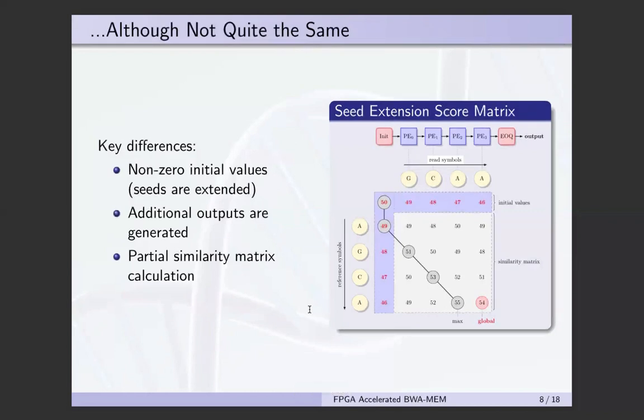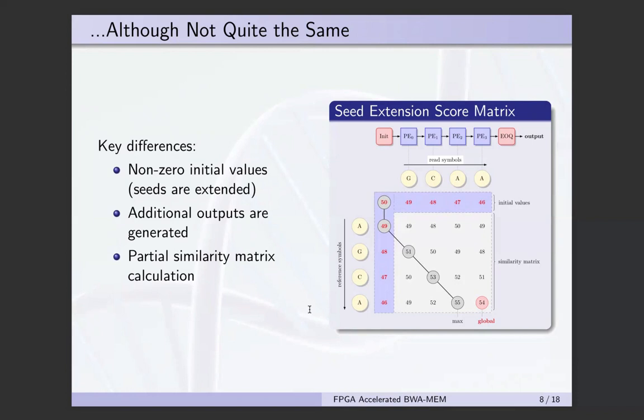The seed extension algorithm is very similar to the Smith-Waterman algorithm. However, there are a number of small differences between the two. First of all, since we are not aligning full sequences, but we are extending seeds, there will be no initial 0 values in the matrix, like it's the case in the Smith-Waterman algorithm.